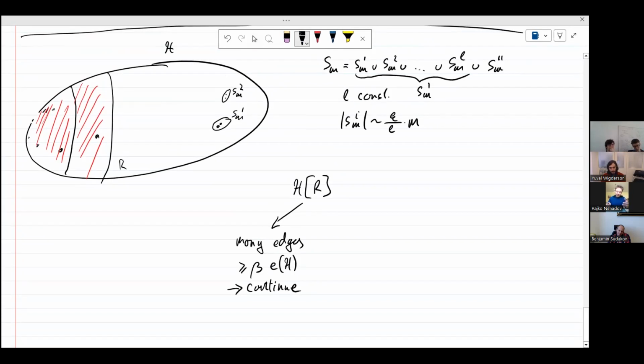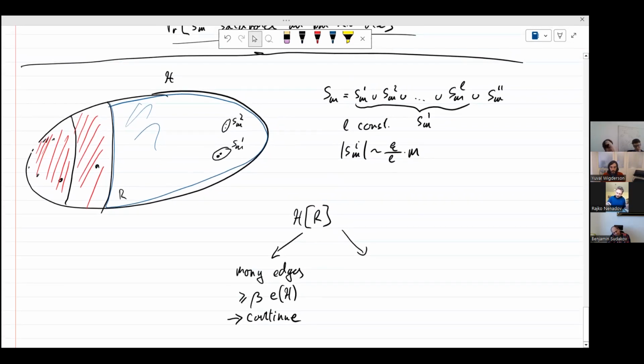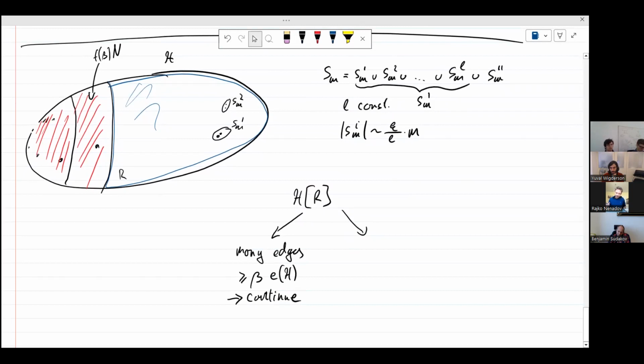Because if this subgraph has many edges, then I have hope that once I take a small sample, that will saturate many vertices. And how many? Well, I hope to bound this by some function of beta. The fewer edges I have inside H[R], the fewer vertices I can hope to saturate. But as long as this is some beta fraction of the total number of edges, I can hope to saturate some fraction of the remaining vertices, and this fraction will depend on the number of edges I have.